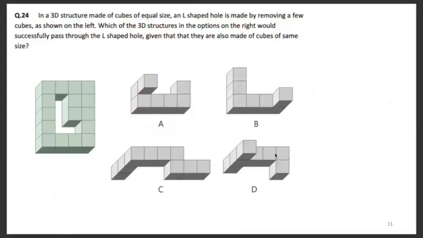Here you're given a 3D structure which is made up of cubes of equal size. An L-shaped hole is made by removing a few cubes as shown on the left. Which of the 3D structures in the options on the right would successfully pass through this L-shaped hole, given that they are all also made up of cubes of the same size? We have to assume here that the cubes that we see in the options are exactly the same size as the cubes in the figure with the hole on the left.